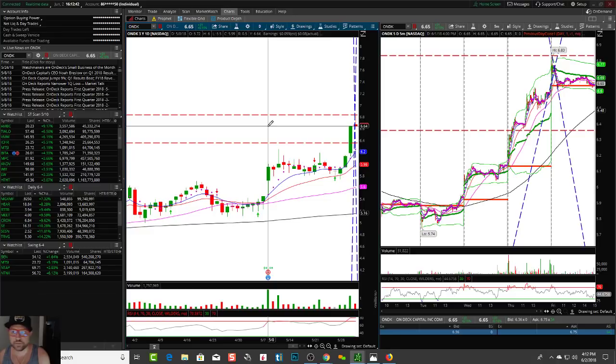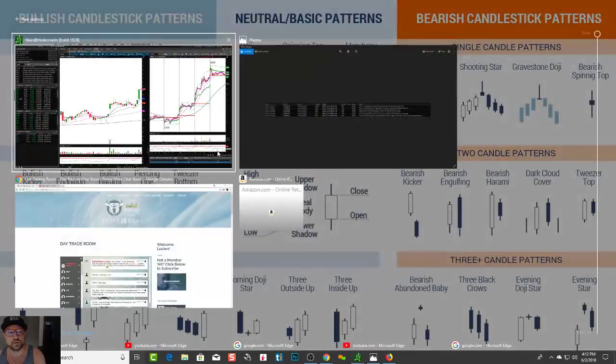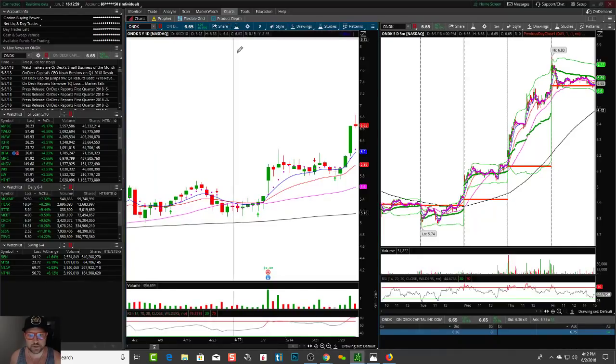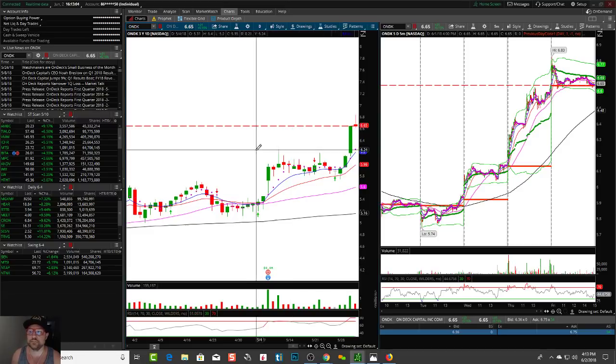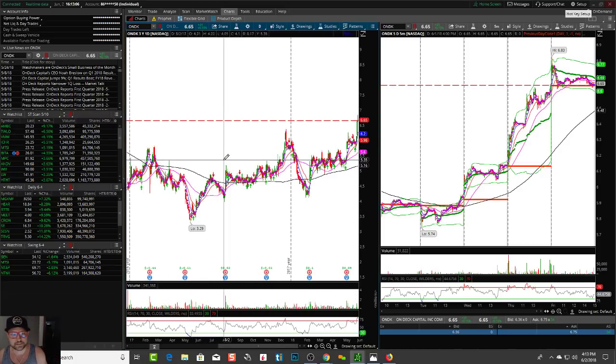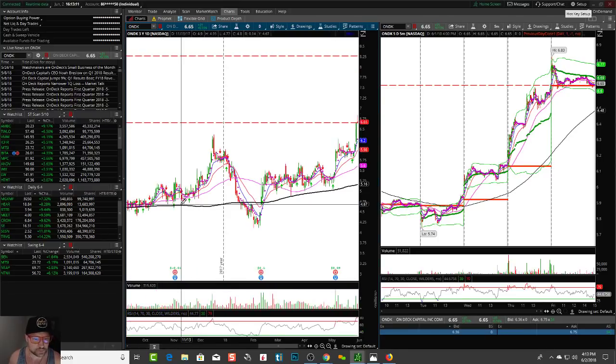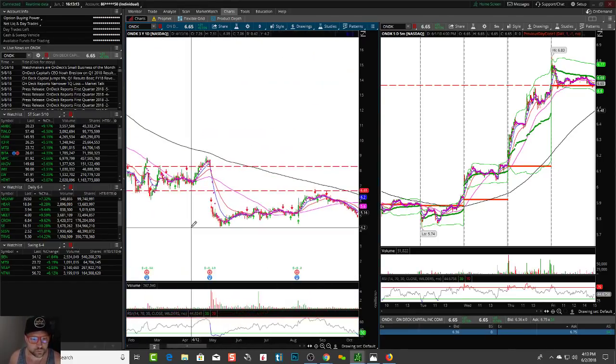for, let me remove these drawings, at or above 664. Prices in the gap could go either way. Watch for potential short or long. At or above 664. We'll go back over here and put a line right here, 664. So what I had said was that it's in the gap right here. There's a gap right in this area over here. Let's zoom in. You can see prices in this daily gap.